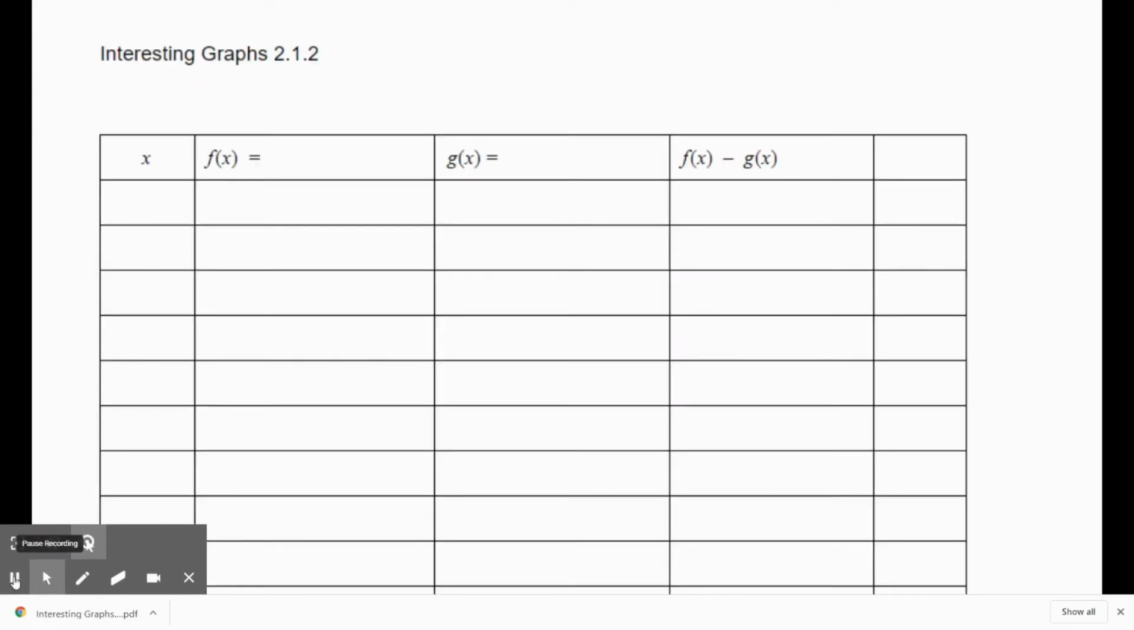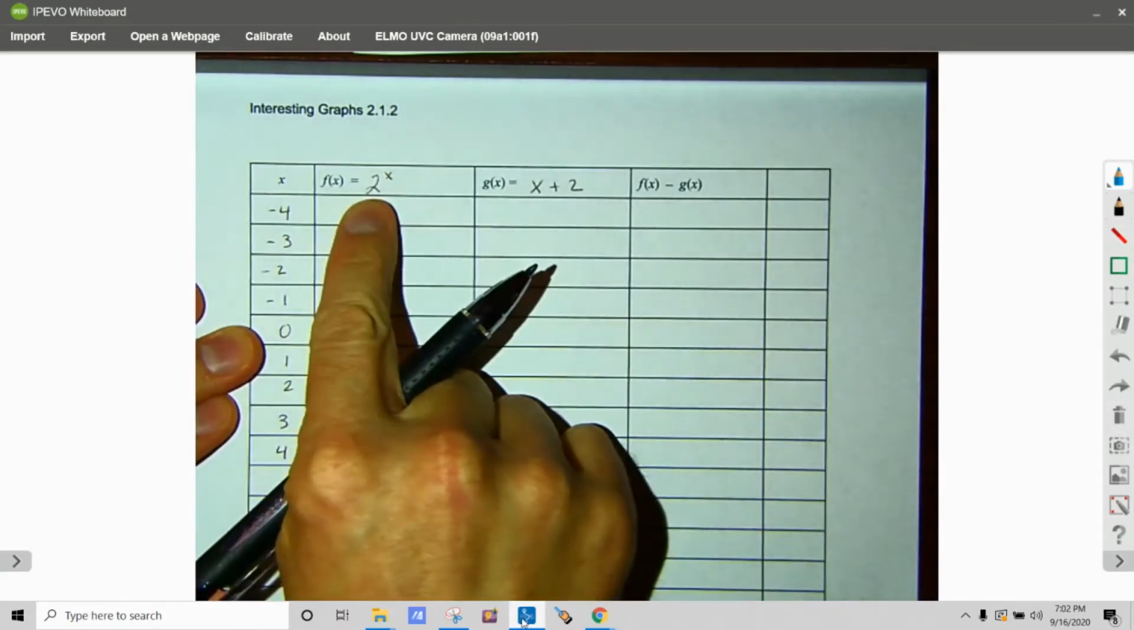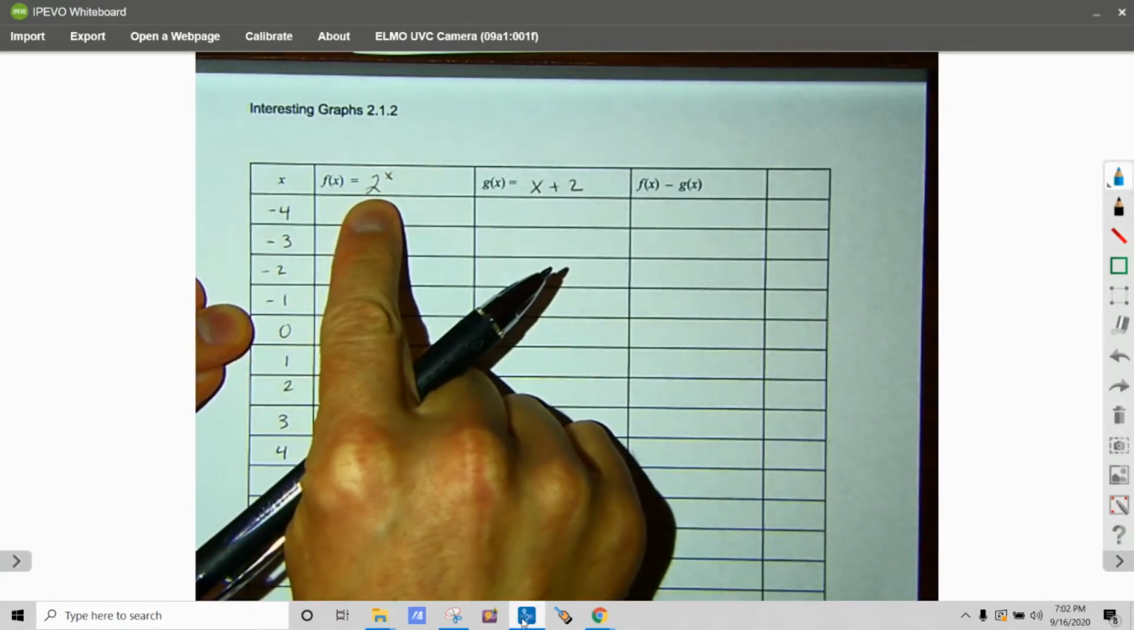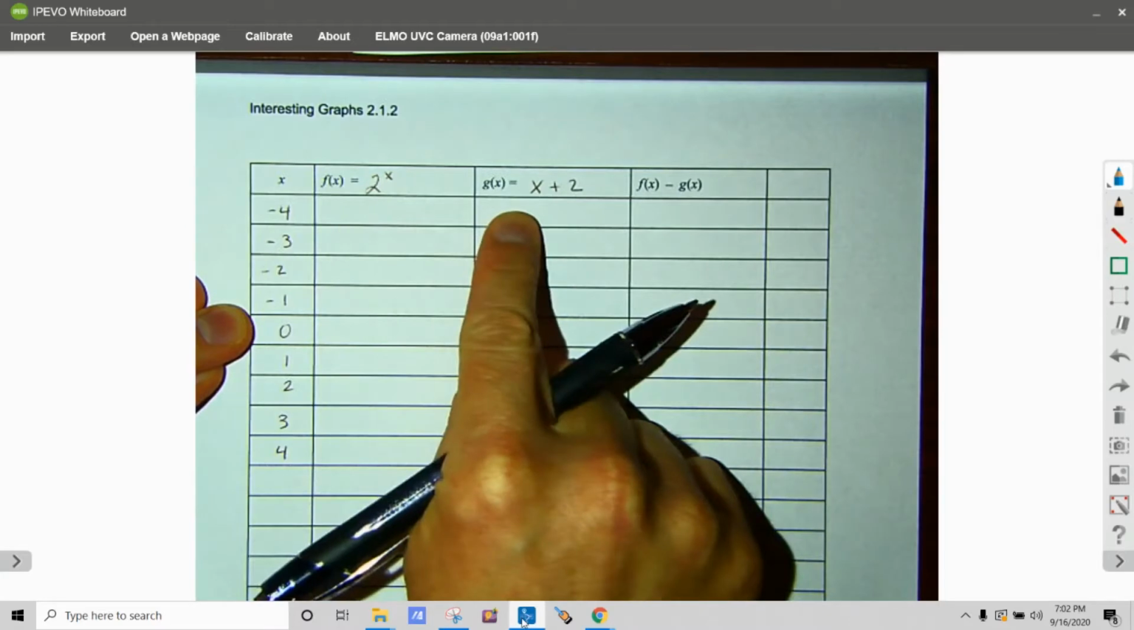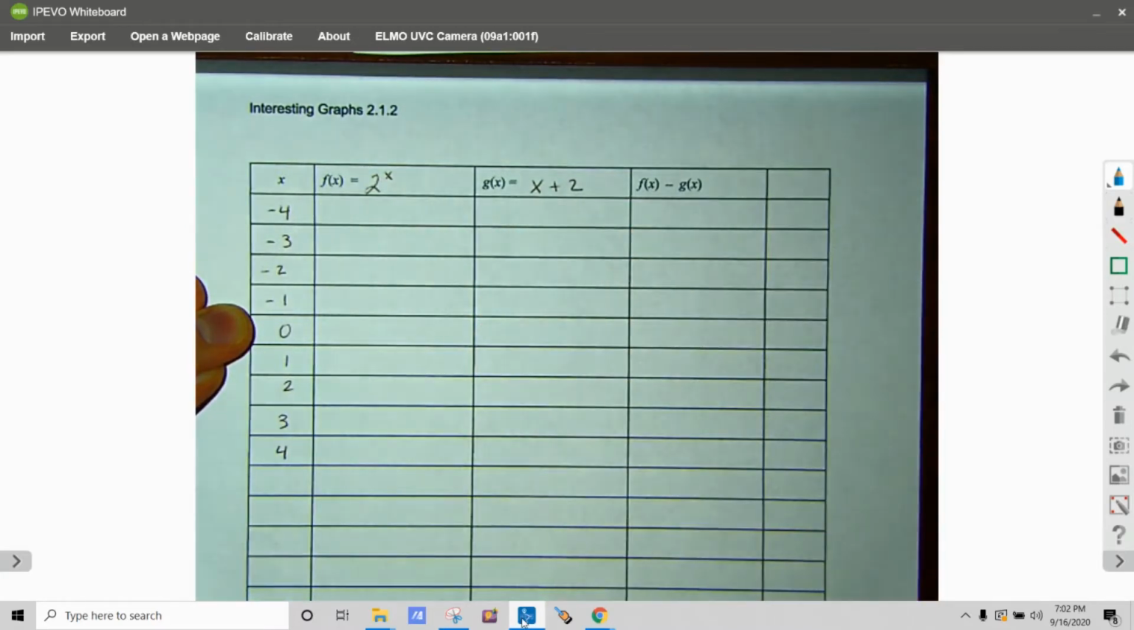Here's the table I'm going to be using. I'm going to post this on Google Classroom. When you are doing these types of problems where we're estimating where the point of intersection is, please use this table. I find it very helpful. So in this first column, I have f of x is equal to 2 to the x, g of x is equal to x plus 2, and then I'm going to subtract them and put the answer here.